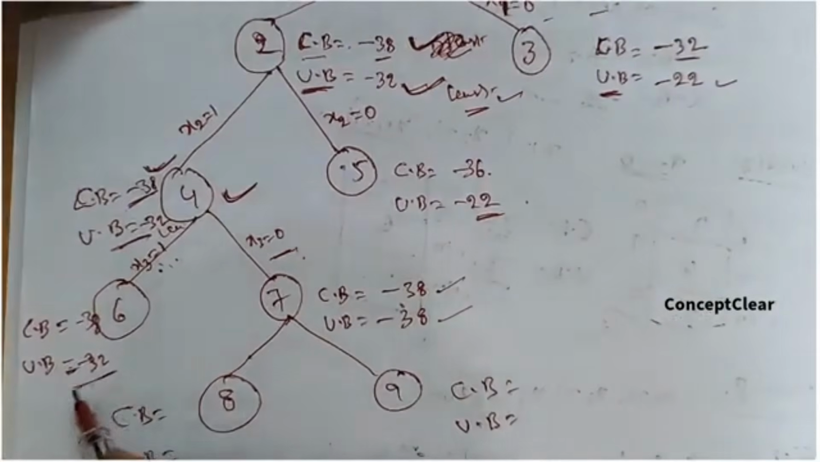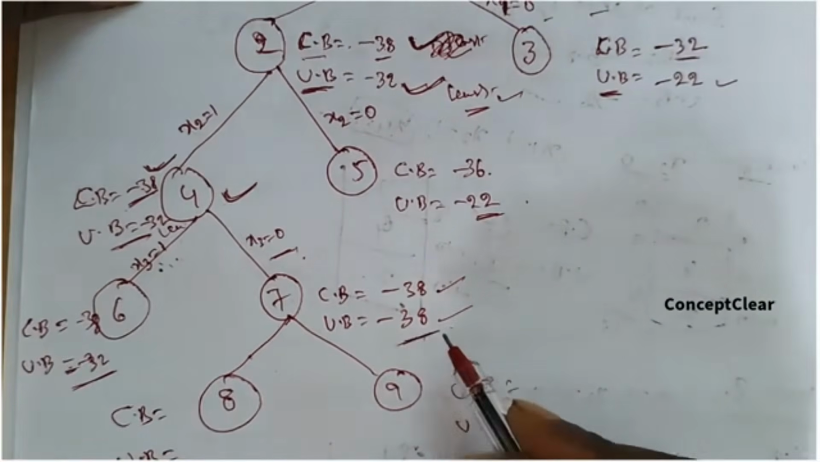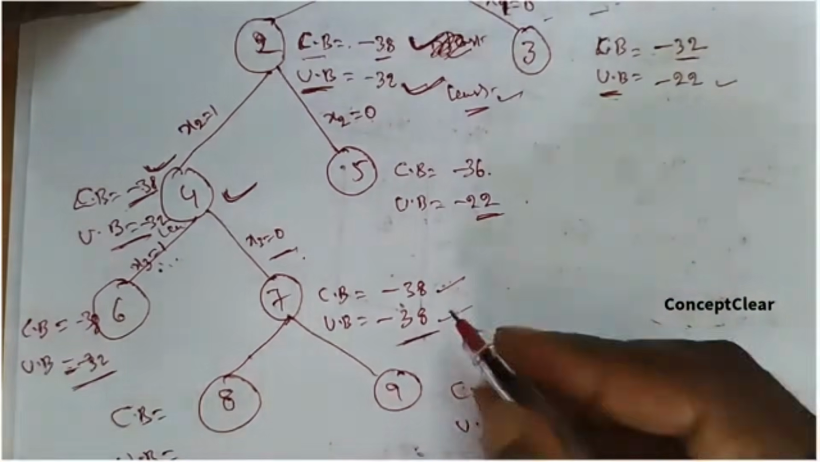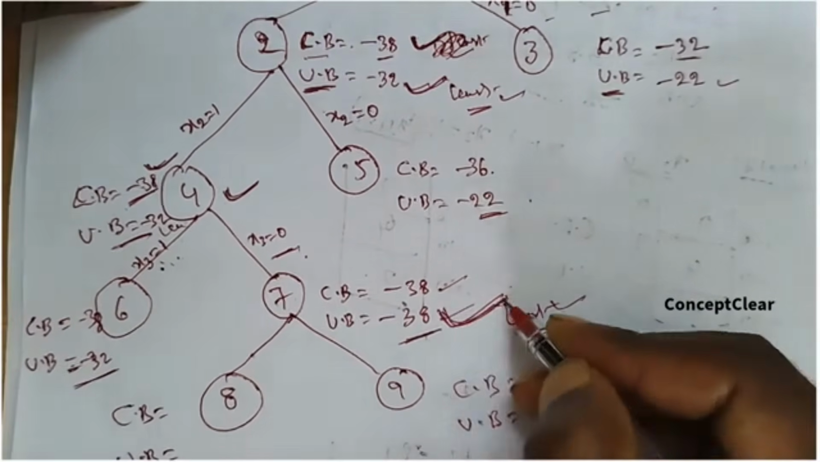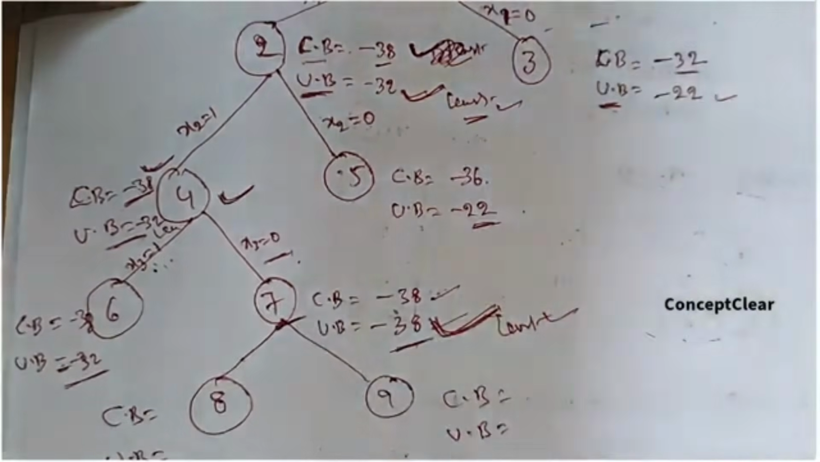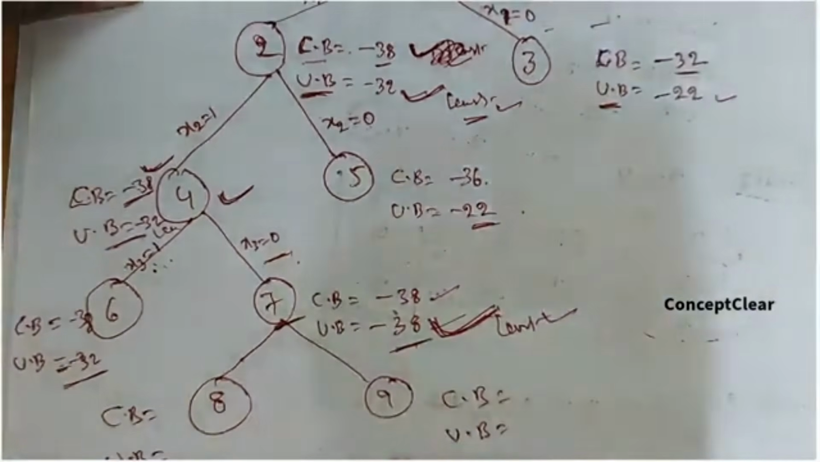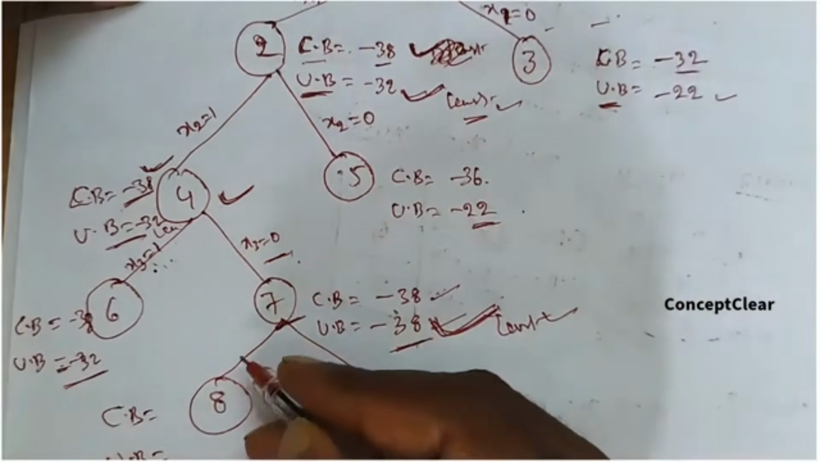Here the upper bound value is minus 32. Here the upper bound value is minus 38. By comparing these two, which one is the least? This is the least value. So we are expanding 7. Expanding 7 means what will we get? 8 and 9.